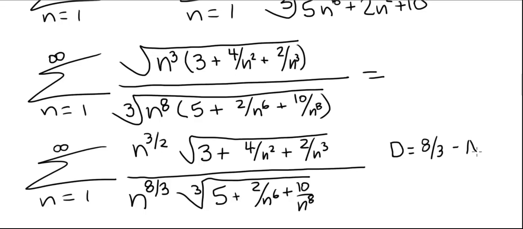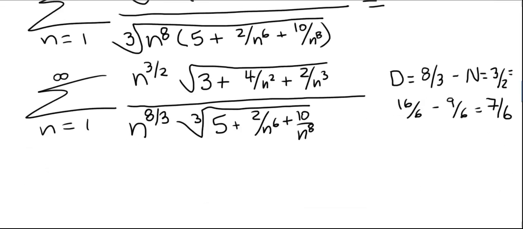And let n be similarly the highest power of n in the numerator. That will be 3/2, and we're going to subtract the highest power of n in the numerator from that in the denominator. So the common denominator is 6. That's 16 over 6 minus 9 over 6, and that will be 7 over 6.